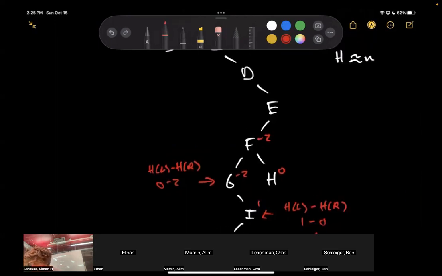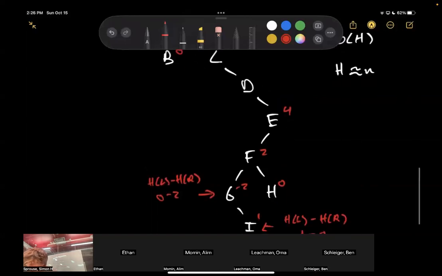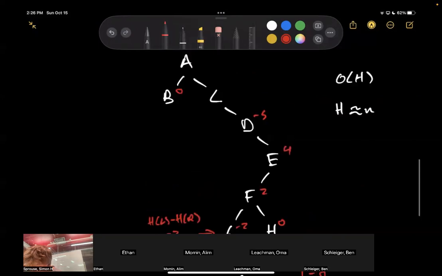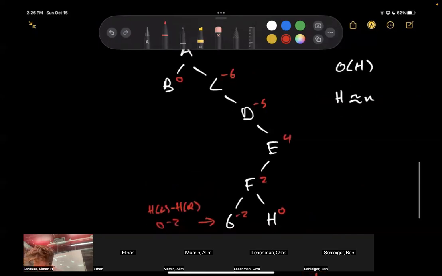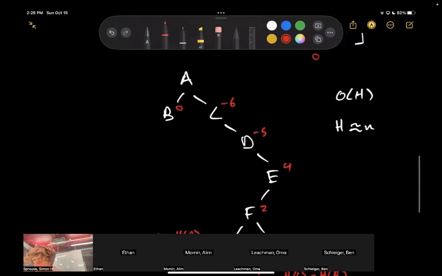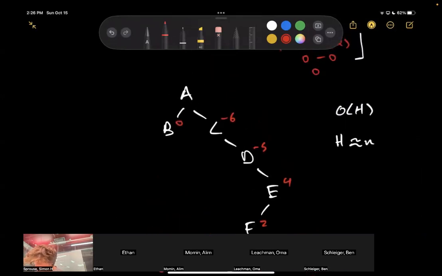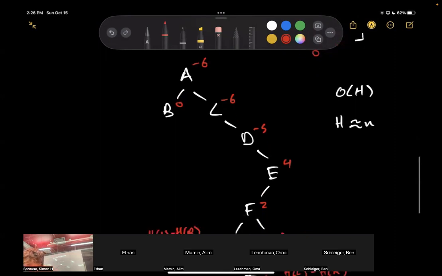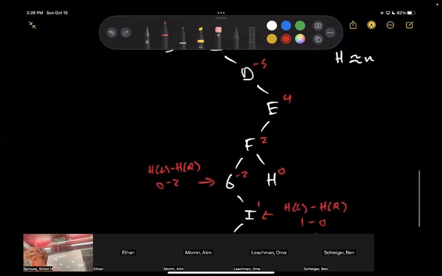E is going to be what? 4 minus 0. Wait, no, F is not -2. I'm sorry. Let me take that back. F is going to be 3 minus 1, which is 2, right? And then E is 4 minus 0. D is going to be 0 minus 5, right? This is -6. And then 1, 2, 3, 4, 5, 6, 7, 6, awesome, -6, I think, right? If I messed up, I'm so sorry.